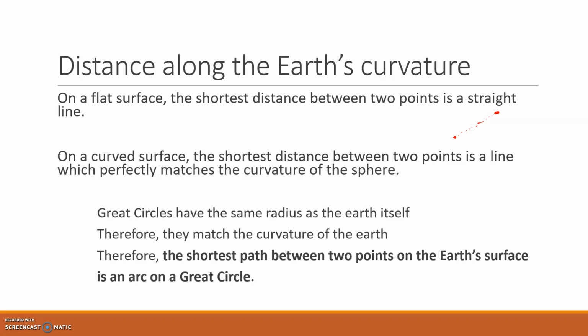To actually be the shortest distance along a curved surface, we need to be on a line that perfectly matches the curvature of the sphere. Just like the website I showed you in class and in the previous video, what looks like a curved line on a 2D map is actually a straight line that follows the curvature of the Earth. So that's why we need to know about great circles. Great circles have the same radius as the Earth, and therefore they match the curvature of the Earth, and therefore the shortest path between 2 points on the Earth's surface is along an arc on a great circle.